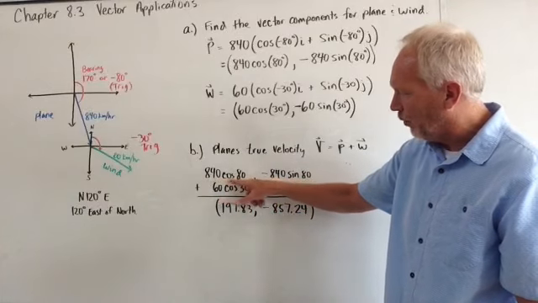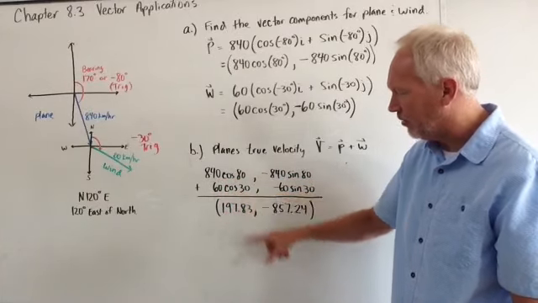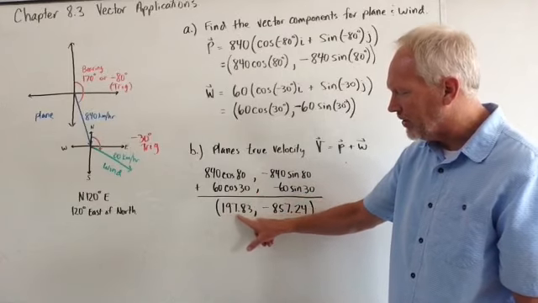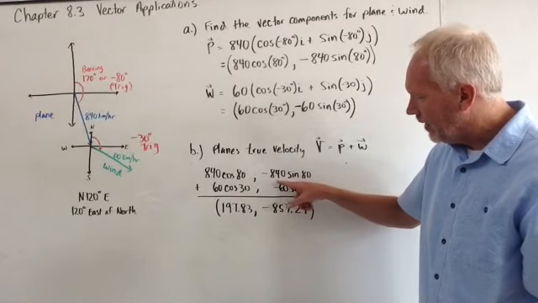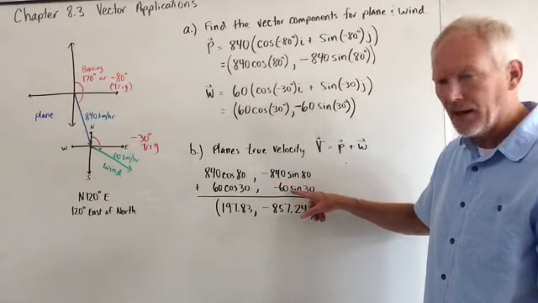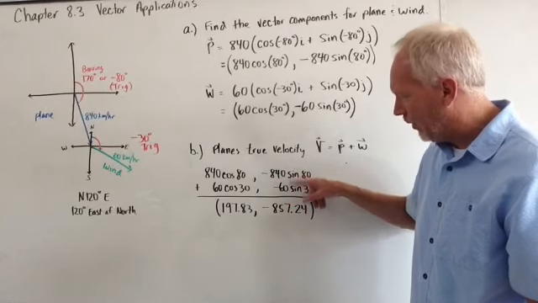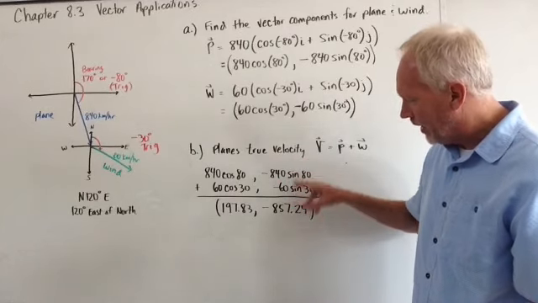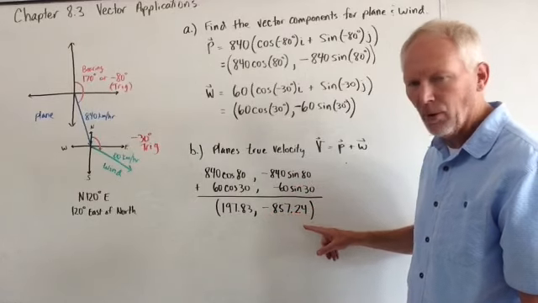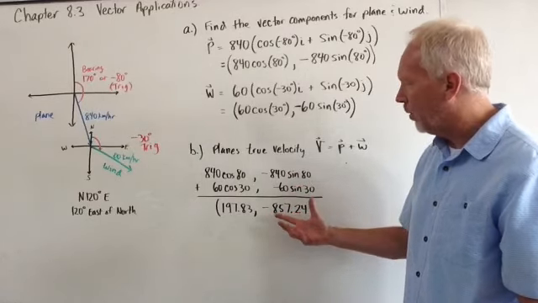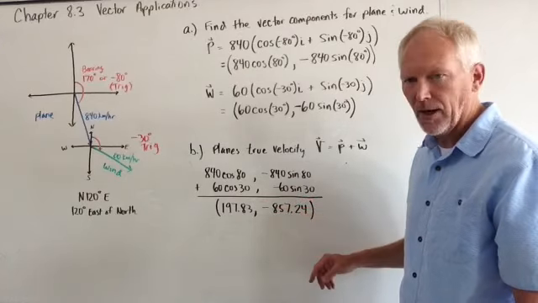So if I take 840 cosine of 80, and I add that to 60 cosine 30, I get 197.83 in the x direction, and negative 840 sine of 80 and negative 60 sine of 30 in the y direction. I add those together, and then calculate that out. You get negative 857.24 as your plane's true velocity in the direction that it's going.